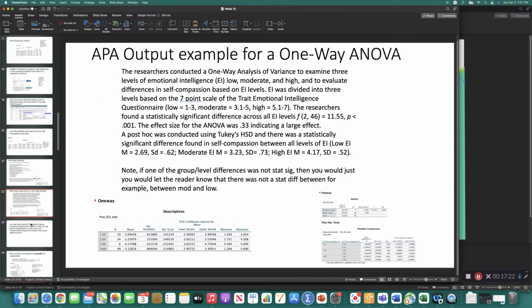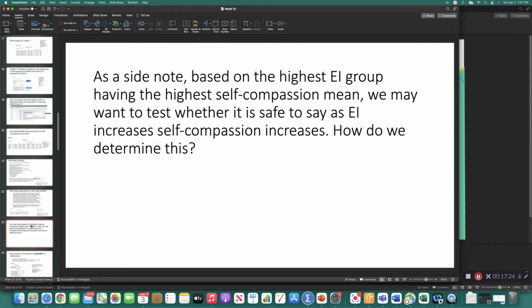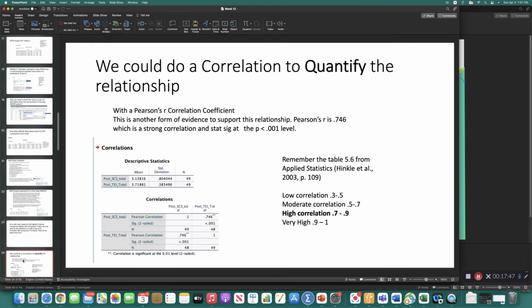Okay. So as a side note, based on the highest emotional intelligence group having the highest self-compassion mean, we started to wonder, is it safe to say that as emotional intelligence goes up, self-compassion goes up? So we said we may want to test whether it's safe to say this. So how do we determine if, as emotional intelligence increases, self-compassion also increases? Well, we looked at doing a correlation.